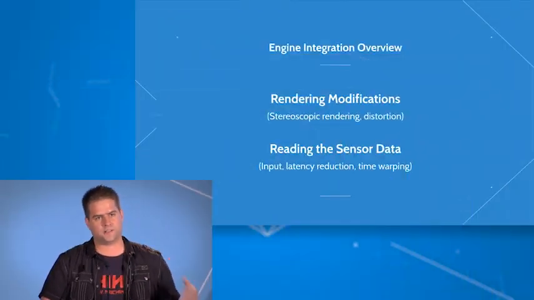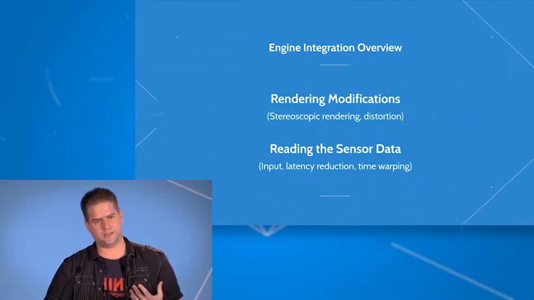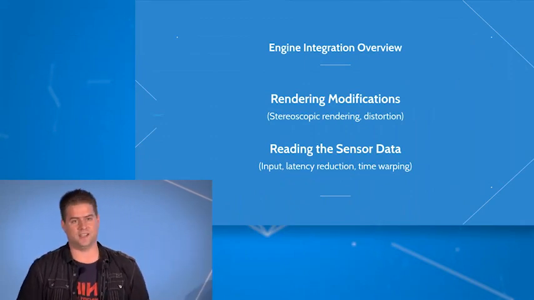So with that, I'm going to go into the engine integration overview, and there are two main components of that. In order to get the Rift working with UE4, the first thing we had to attack was the rendering modifications that were needed. So we had to make things render in stereoscopic so we could have 3D, and we had to do the distortion pass. And the second thing we had to do was account for the latency, and try to reduce that so that the motion of your HMD actually matched up with the visuals in the game.